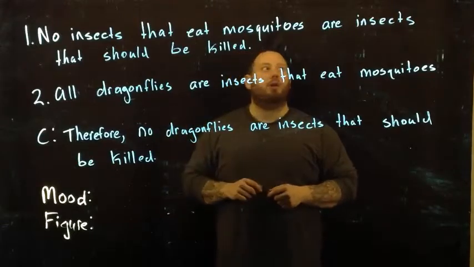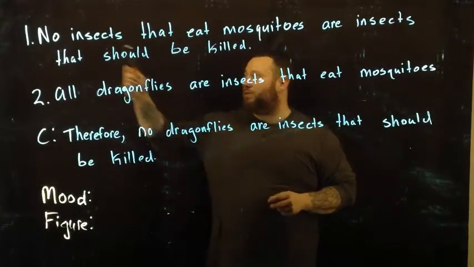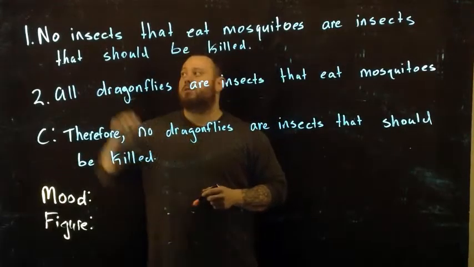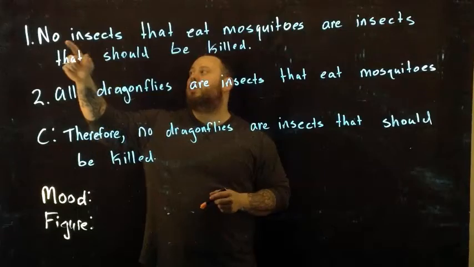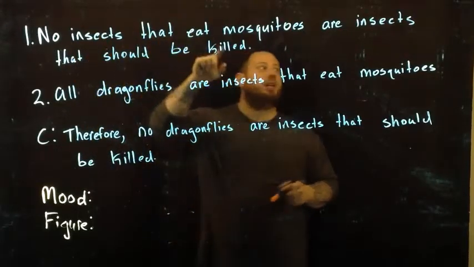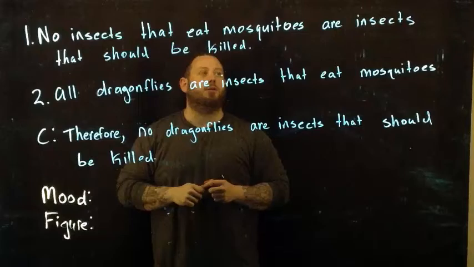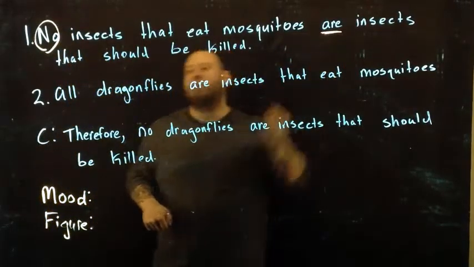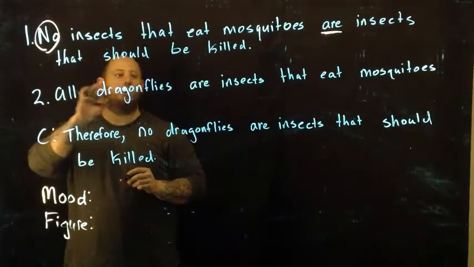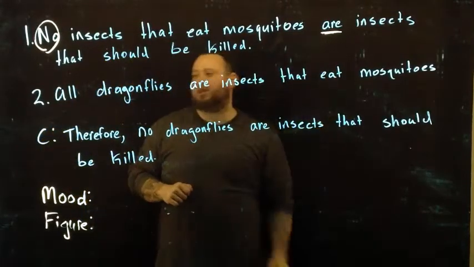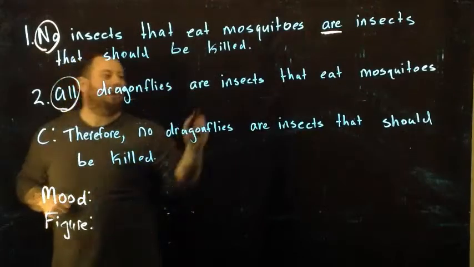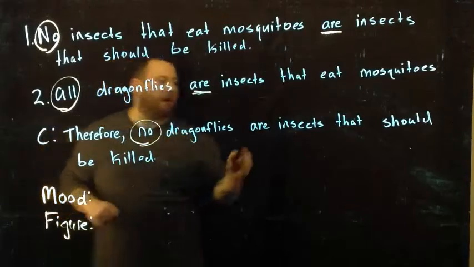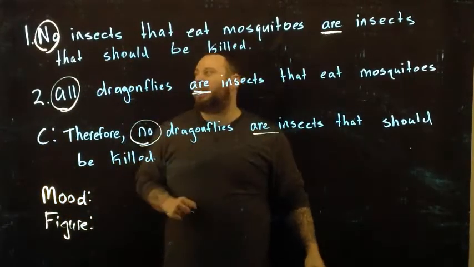So here we have an example of another categorical syllogism. We have two premises and a conclusion, and they're all categorical statements. So our first premise is: no insects that eat mosquitoes are insects that should be killed. So we know first up we have a no. Here's our R. The second premise: all dragonflies are insects that eat mosquitoes. We have an all, and we have the R. And then finally, therefore, no dragonflies are insects that should be killed.